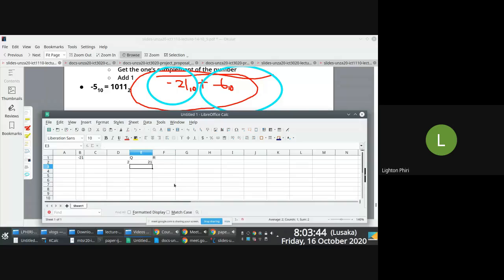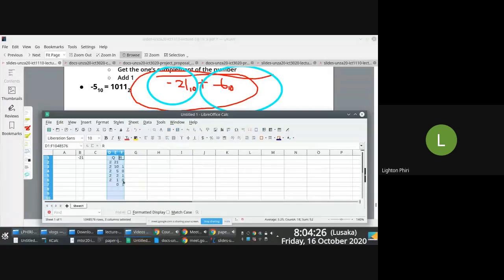21 divided by 2 is 10, remainder 1. 2 into 10 is 5, remainder 0. 2 into 5 is 2, the remainder is 1. 2 into 2 is 1, the remainder is 0. 2 into 1, the answer is 0 and the remainder is 1. So we have 1, 0, 1, 0, 1.